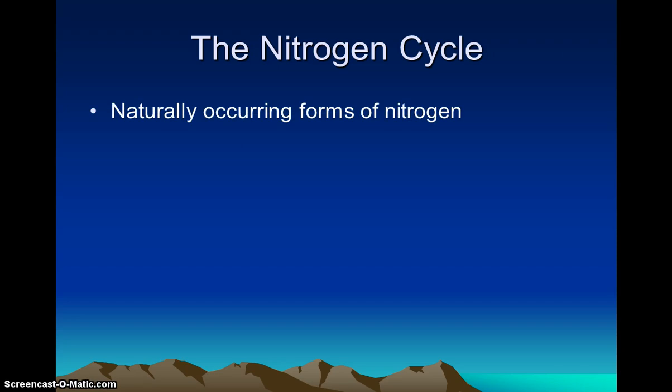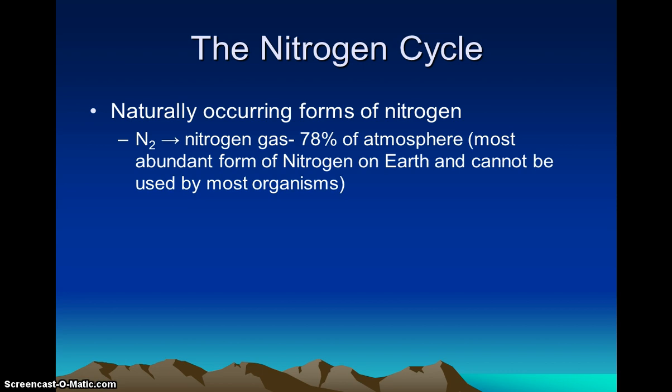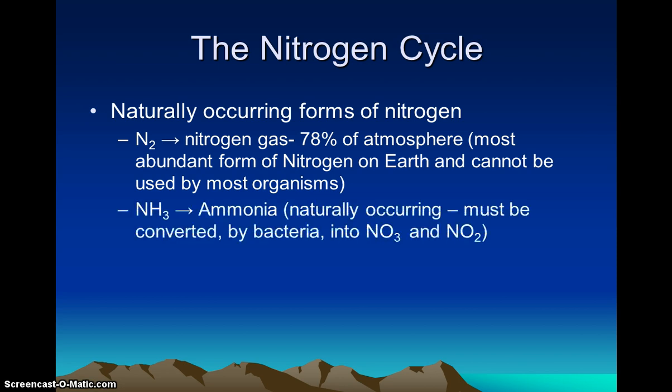So the nitrogen cycle is naturally occurring forms of nitrogen. We have N2 gas, which is 78% of the atmosphere. It's the most abundant form of nitrogen on Earth, and it cannot be used by most organisms.